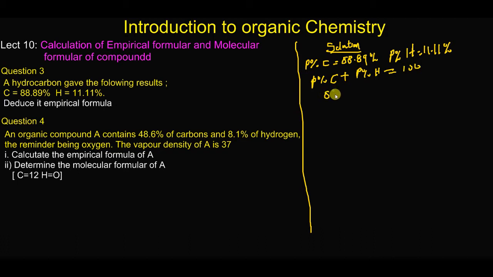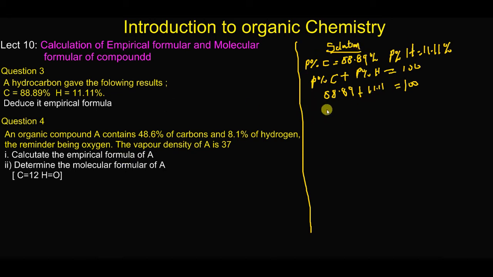So 88.9 plus 11.11. When you add them, you are going to get 100 exactly. Once you know that, then you know that there are only two elements within the compound, and so your calculations become much easier and faster. So then you progress.